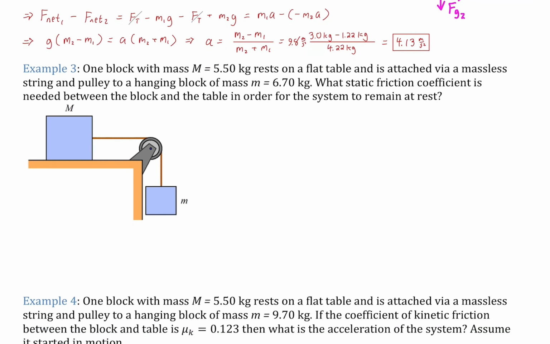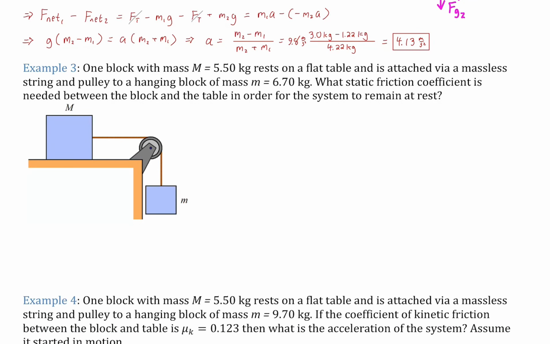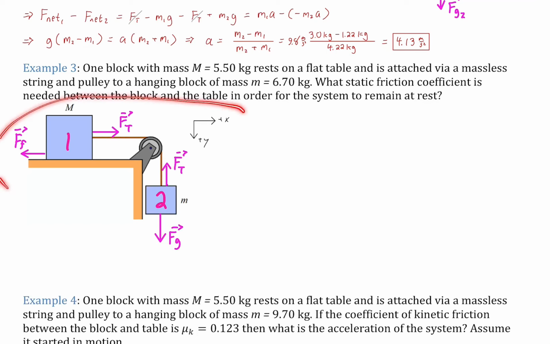So this is going to be one we haven't seen so far. This is where everything's just going to be equal to 0. There is no a. Okay, so instead we are solving for something else. We're actually solving for the static friction coefficient. Okay, but same idea. We draw a free body diagram.